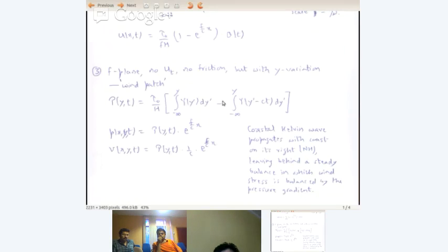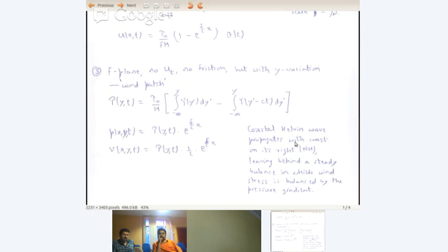So this term minus integral minus infinity to y of Y of y prime minus ct dy prime. Again, integral from minus infinity to y. This y prime minus ct basically tells you there's a plane wave. This is a typical form for a wave. P of x comma y comma t is simply capital P of y comma t into e power f by c into x. And V of x comma y comma t is capital P of y comma t into 1 by c into e power f by c into x.